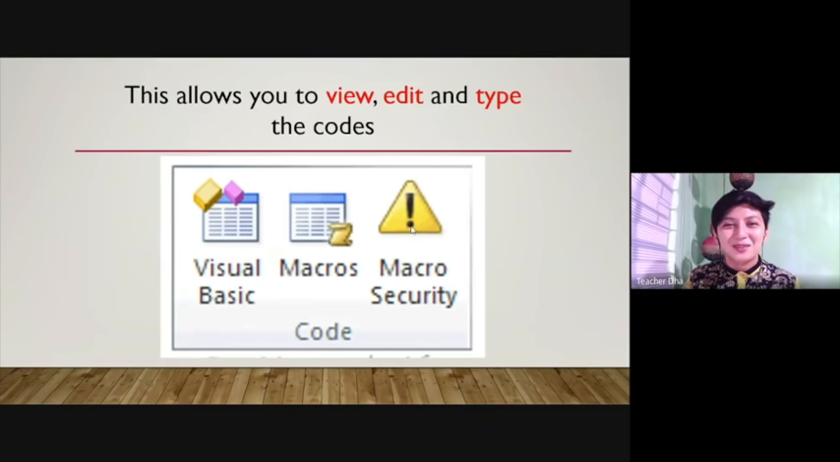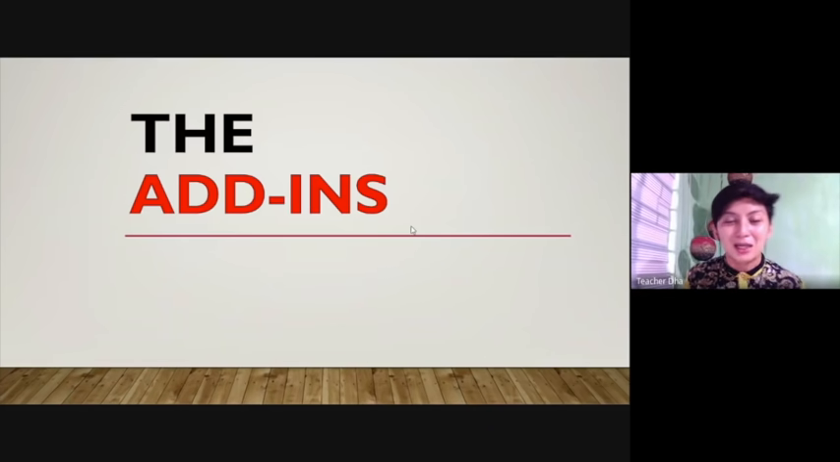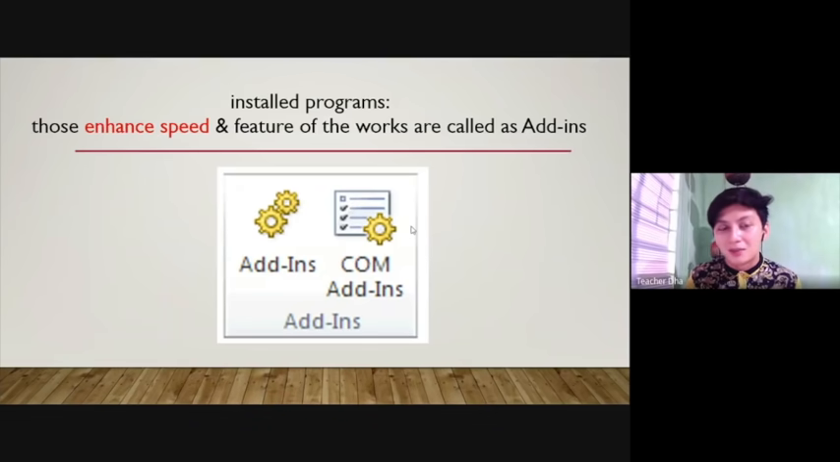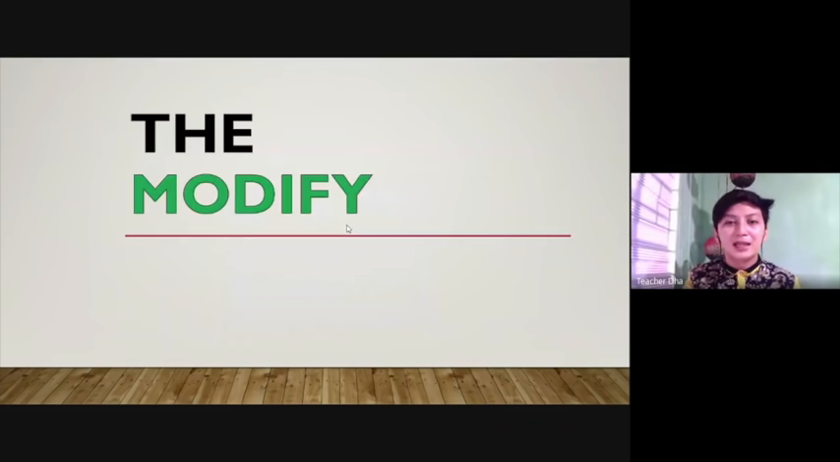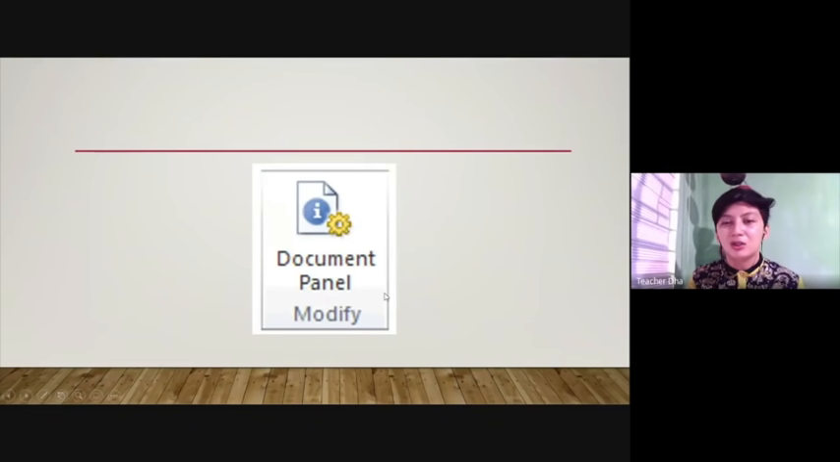Okay, and then the second to the last is the add-ins. As we can read, add-ins are just for you to add up. The install programs that enhance the speed and features of the work are called add-ins. So this is what it looks like. But most likely, we are not going to deal with this part, only those with the icons and the functions in the control button. And then modify. This is what the modify button or icon looks like.